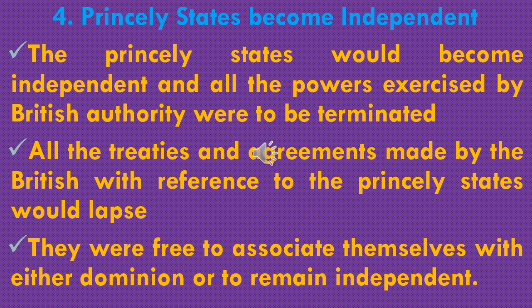The princely states would become independent, and all the powers exercised by the British authority were to be removed. All treaties and agreements made by the British with reference to the states would lapse from August 15, 1947. They would be free to associate themselves with either dominion or to remain independent.